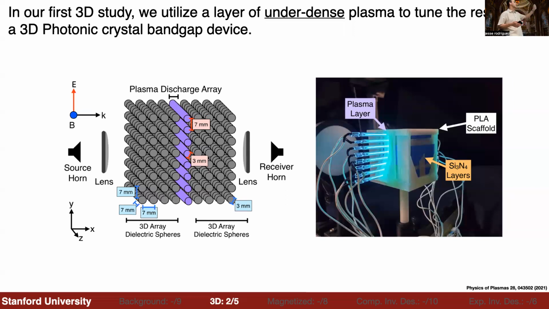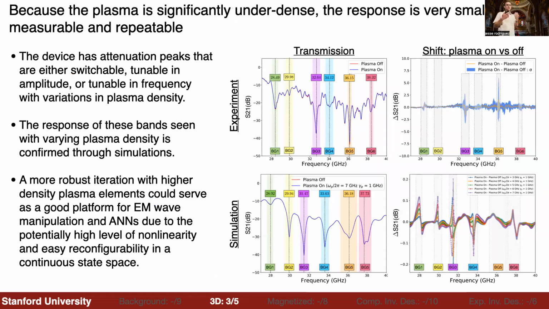And then we put a layer of underdense plasma, so our operating frequency is actually much greater than the plasma frequency within these bulbs, to see if we can see some tunable performance, even when we're in this really underdense regime where the plasma is almost very close to behaving like a vacuum medium, okay? And because the plasma is significantly underdense, the response is very small, but it's still measurable and repeatable. So we confirm this through simulation.